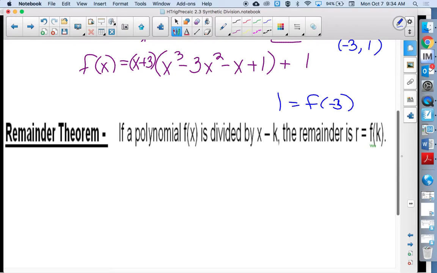Or I could write it as an ordered pair. But whatever that remainder is, I'll just flip it around because I could write it the other way. It creates an ordered pair on your graph, and that's the remainder theorem. So your remainder is related to the graph. It's not just a random value. Questions?